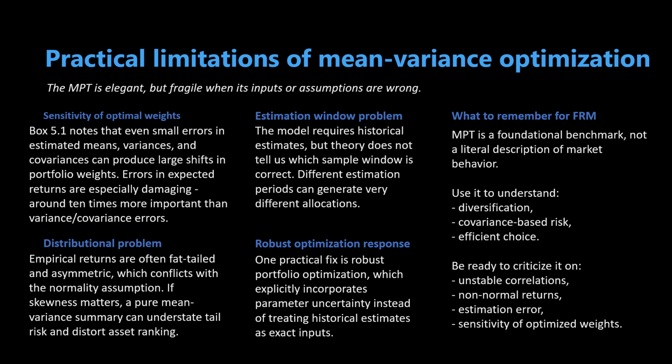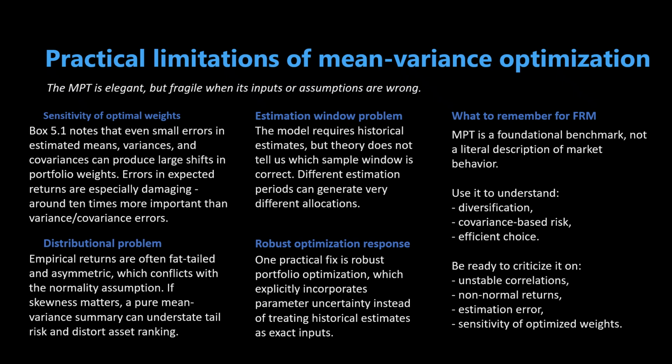The second limitation is the distributional problem. MPT assumes returns are normally distributed, but empirical return distributions are fat-tailed and asymmetric. In practice, large losses occur more frequently than a normal distribution would predict. If skewness and kurtosis matter to the investor, and for a risk manager they certainly do, then a pure mean variance framework can understate tail risk and distort asset rankings.